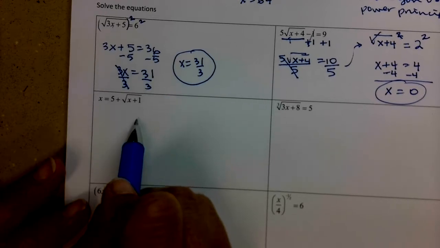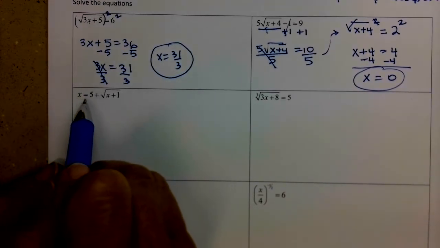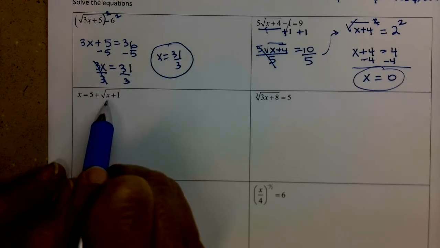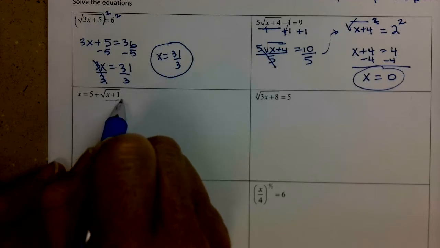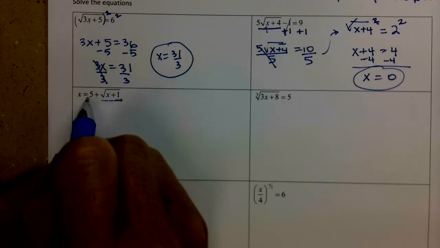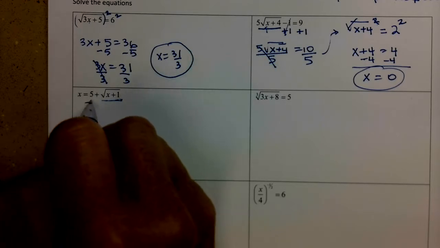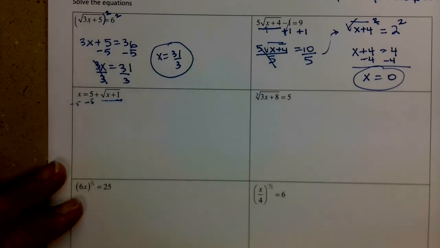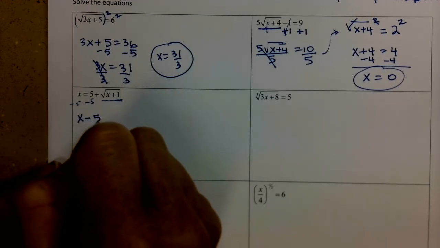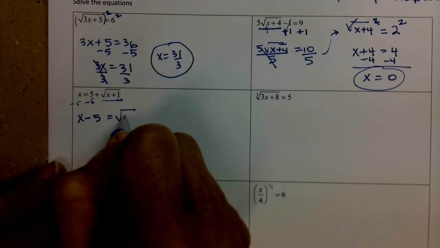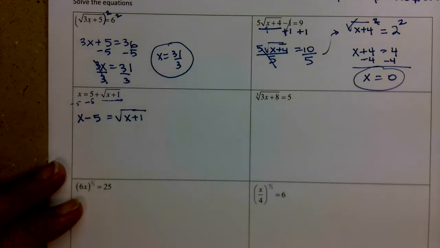This next example is going to be a little bit trickier after we square. So I have x equals 5 plus the square root of x plus 1. Okay, so here's my radical term. It has this positive 5. I need to move that 5 to the other side, so I'm going to subtract 5 from both sides. Once we do that, we get x minus 5 equals the square root of x plus 1. Okay, so far so good.